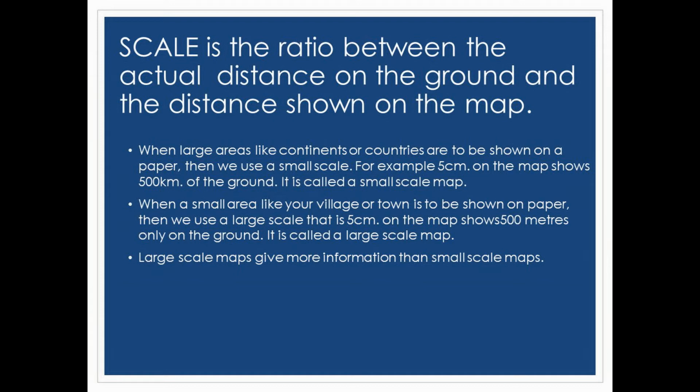Small scale map. When large areas like continents or countries are to be shown on a paper, then we use a small scale. For example, 5 cm on the map shows 500 kilometers on the ground. It is called a small scale map. Then is large scale map. When a small area like your village or town is to be shown on a paper, then we use a large scale, that is 5 cm on the map shows 500 meters only on the ground. It is called a large scale map. Large scale maps give more information than small scale maps.